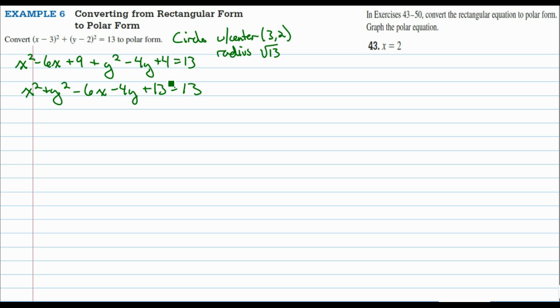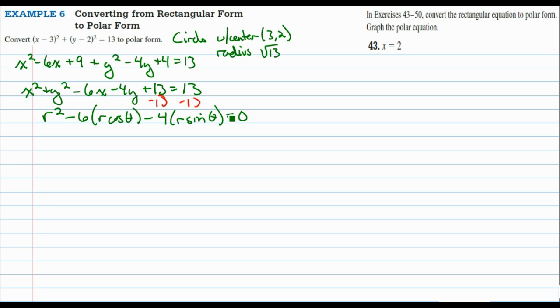So I'm going to subtract 13 from both sides, and then if you remember from example 5, x squared plus y squared equals r squared, so that's an easy substitution to make. r squared, minus 6 times x, which is r cosine theta, minus 4 times y, which is r sine theta, will equal 0. So now I have to solve for r.